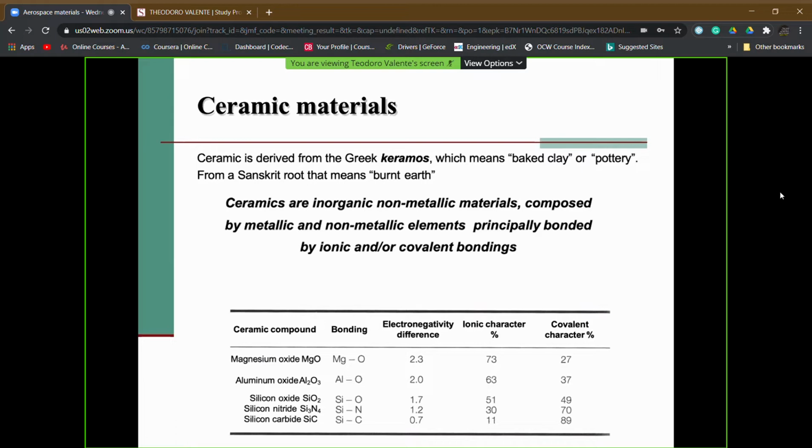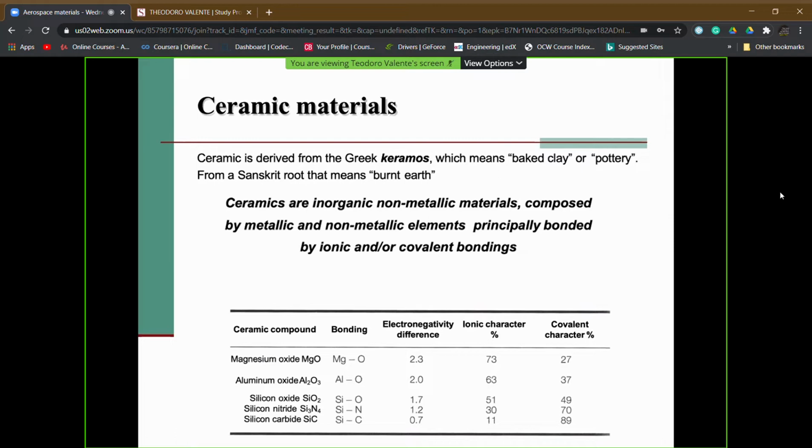The term ceramic is derived from a Greek word, keramos, which means baked clay or pottery, essentially. And what are they? They are inorganic, non-metallic materials, which are made essentially by a metallic and a non-metallic element, bonded between them by ionic and/or, that depends, as we will say in a few moments, covalent bondings.